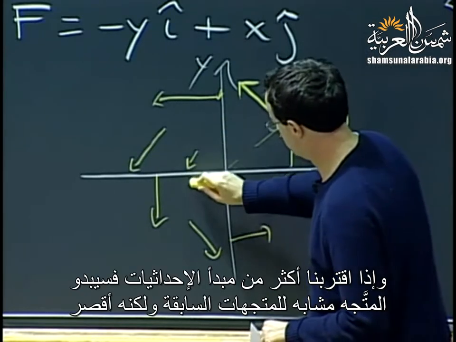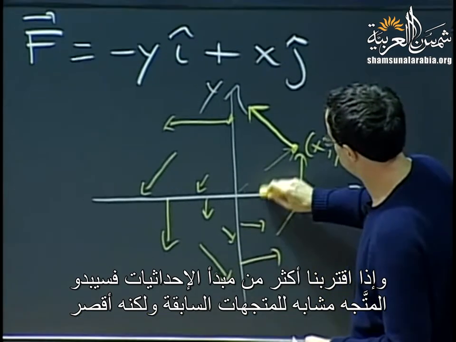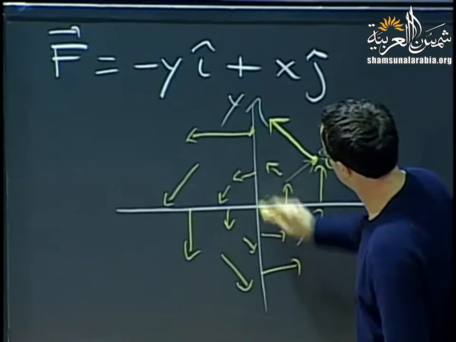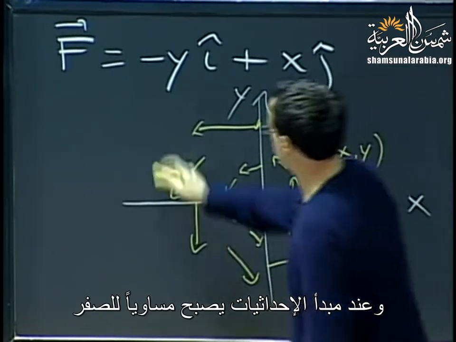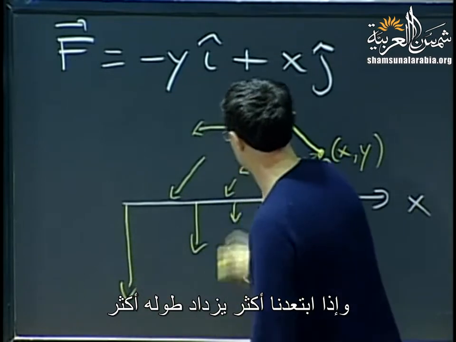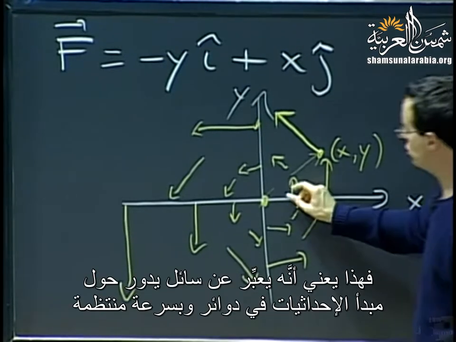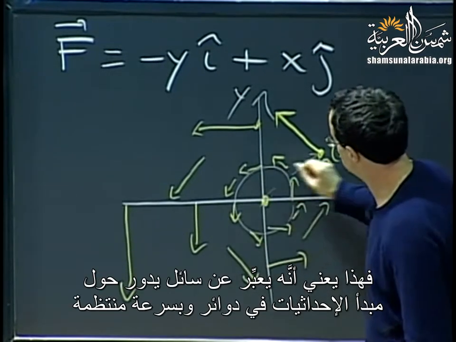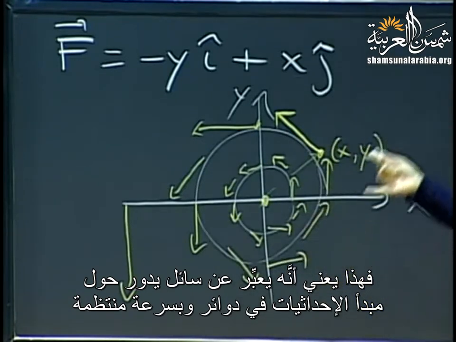And if I'm closer to the origin, then it looks a bit the same, but it's shorter. Okay, and at the origin, it's 0. And when I'm further away, it becomes even larger. So see, this vector field, if it was the motion of a fluid, it would correspond to a fluid that's just going around the origin in circles, rotating at uniform speed.